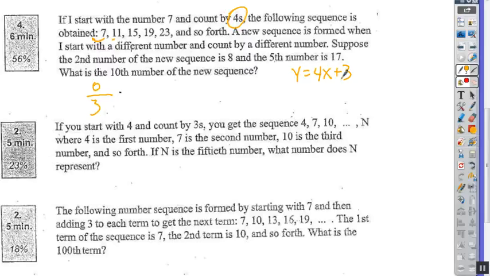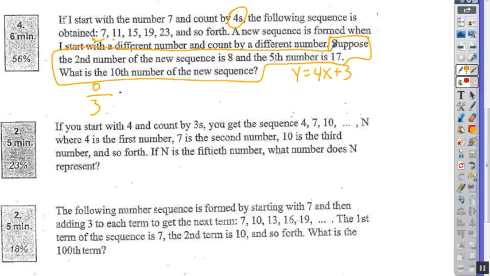And I want to know, a new sequence, I should probably read the question first. A new sequence is formed when I start with a different number and count by a different number. Suppose the second number of the new sequence is 8, and the fifth number is 17. What is the 10th number? Okay, so this is not going to be helpful because it doesn't actually relate to the second part. The question belongs here. So I don't know what my counting numbers are.